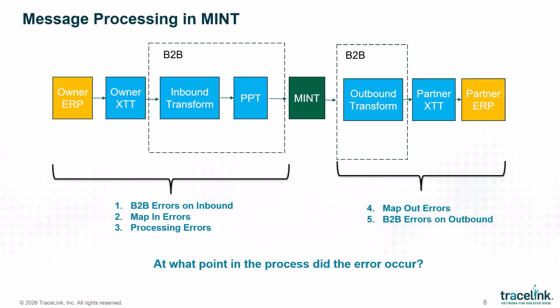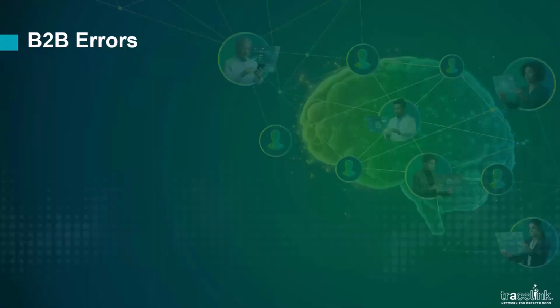Review the 5 common error points shown on the slide: inbound B2B errors, map-in errors, processing errors, map-out errors, and outbound B2B errors. Each error point requires a different troubleshooting approach, so you should always review the error message and confirm the stage where the failure occurred before taking corrective action. Let's take a look at B2B errors.